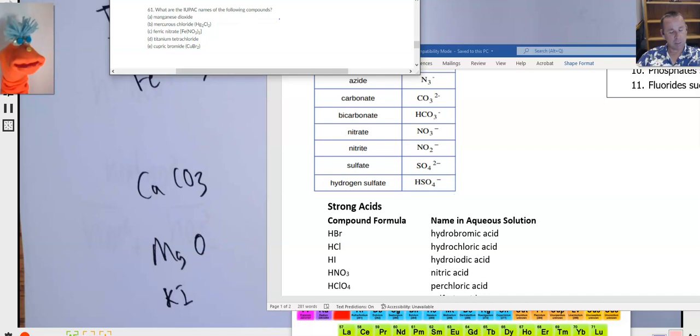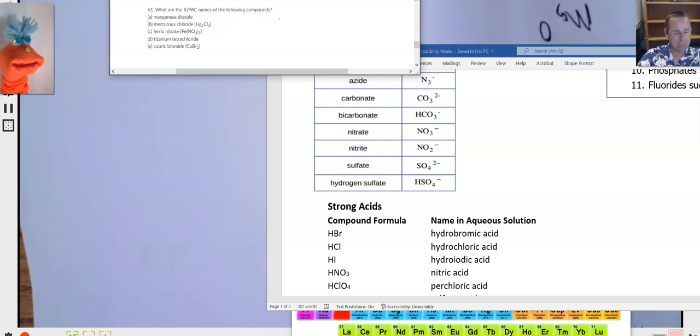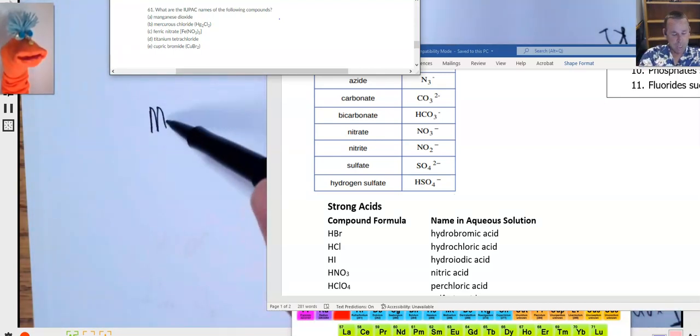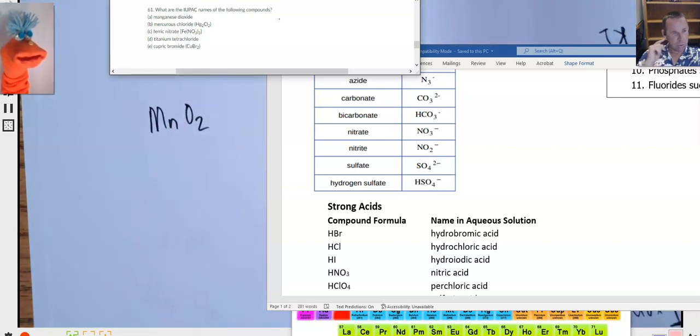All right, some more names. Magnesium dioxide. Oh, it's not magnesium dioxide, it's manganese. Yeah, manganese. Okay, so manganese dioxide, MnO2. That's not the right name. We wouldn't call it di, would we? Why wouldn't we use the prefix di here? Because this is an ionic compound, not a molecular one. Very good. So what should it be called?